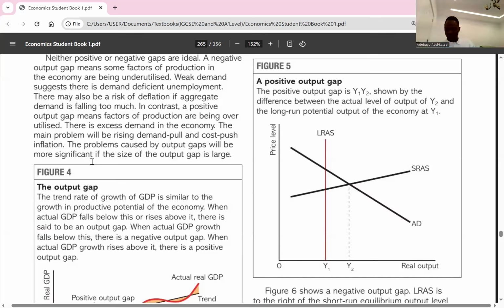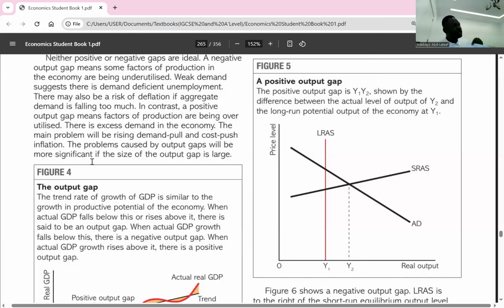to come back to this is a positive output gap. This is the positive output gap, right? Yes. So to fill in this position, the long-run aggregate supply curve will shift towards this side. This will become LRAS1 and this will be LRAS2. That will fill up the position.